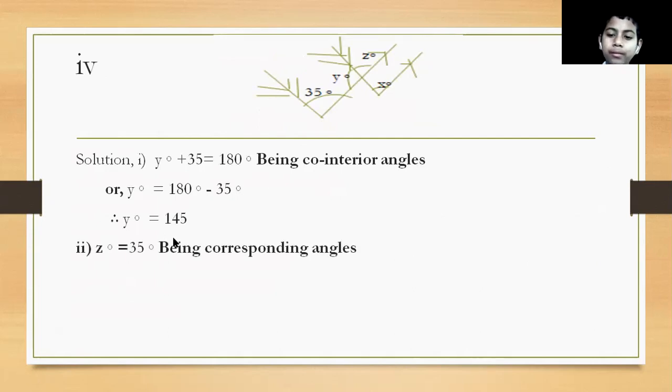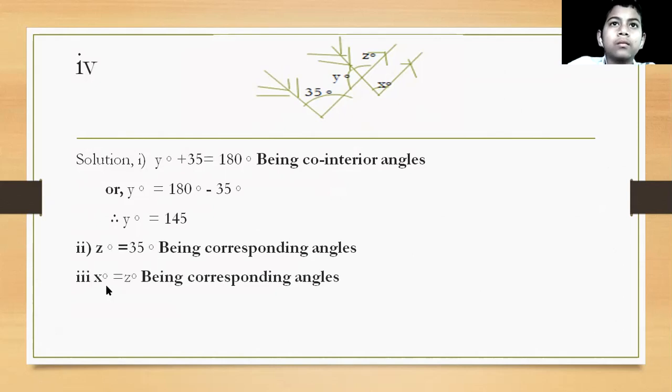Okay, children. Now, z and 35 are what type of angle? They are corresponding angles. Good. That's why z equals 35. And x and z are also corresponding. That's why the value of x also will be the same as z, 35 degree.